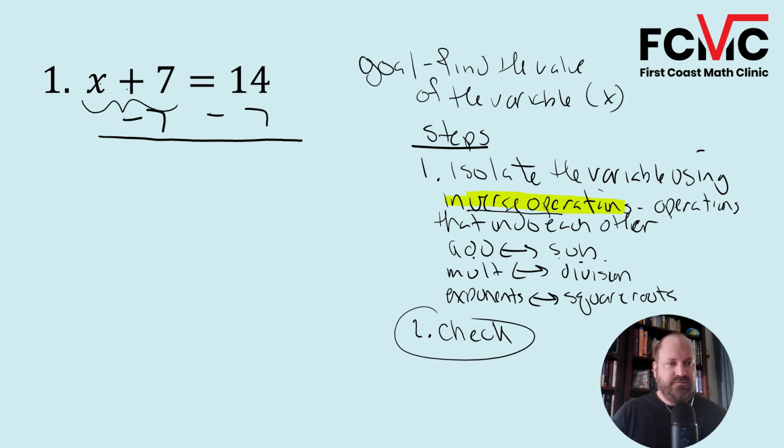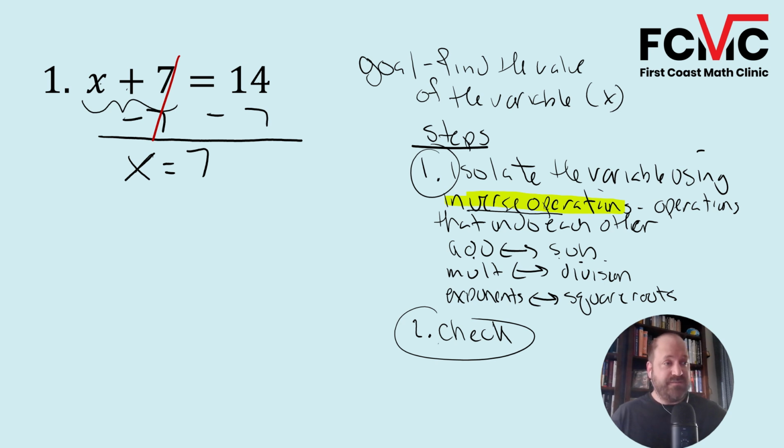7 minus 7 is going to be 0, so I can just cancel these 7s out on the left. I have x equals, and then 14 minus 7 is going to give me an answer of x equals 7. So that's our steps to solve our one-step equation.